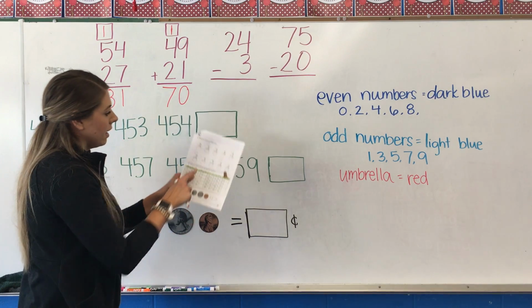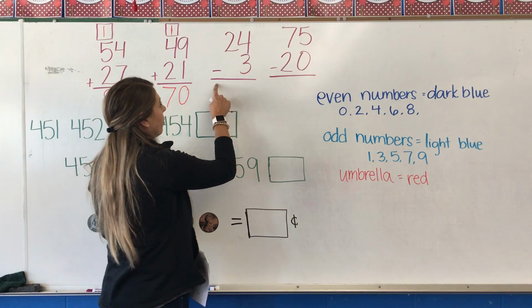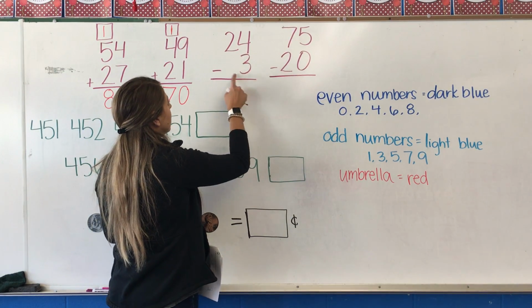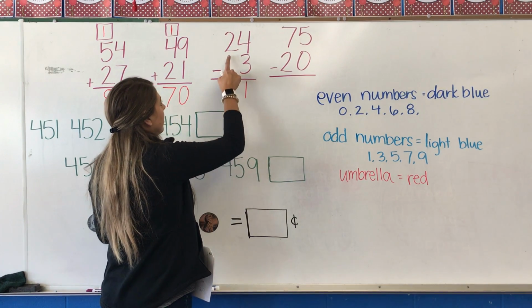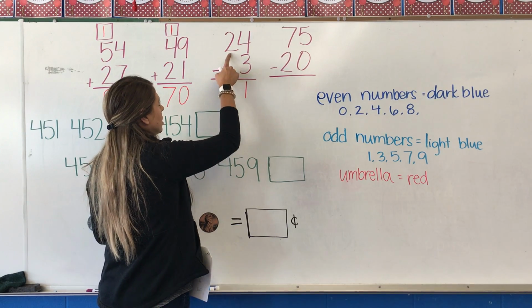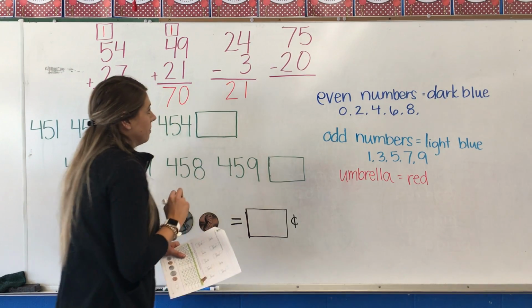Perfect. And then if you go to the third one there on the second row in the middle, we have 24 minus 3. And we'll start in our ones column, so we'll have 4 minus 3, which gives us 1. And then we have 2 minus, and there's nothing there. So we just bring our 2 all the way down because there's nothing to take away from it.